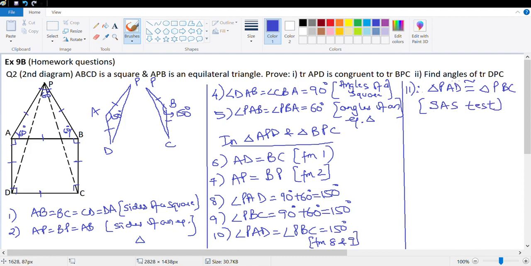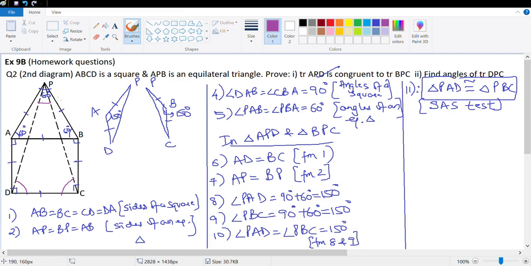So that's the first part of the question that they wanted us to prove. We've proven that these two triangles are congruent. Next, we need to find the angles of triangle DPC. So I need to find this angle here, and this small angle here.